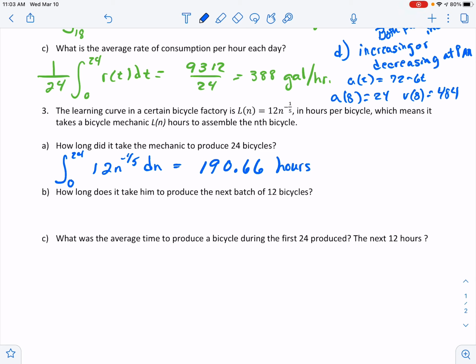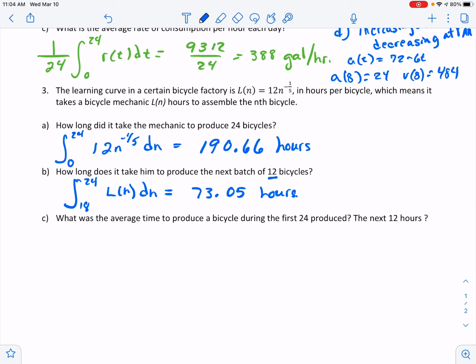All right, how long does it take them to produce the next batch of 12? Well, you're not going to integrate 0 to 12 because it's not the first 12. Hopefully he's getting better and faster. All right, that's a graph that's coming down, so you're going to integrate from 18 to 24. And I got 73.05 hours. So it's getting faster. Okay, right? If you doubled, that'd be 140. So he got better.